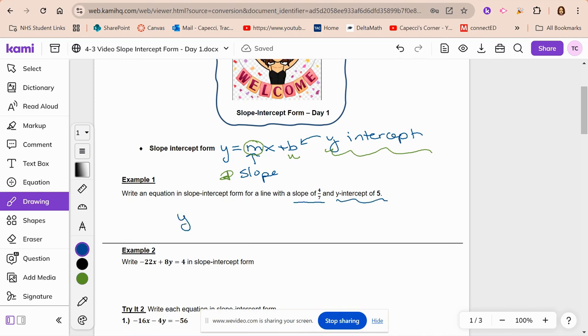So I simply go y is equal to, now the m is the slope, right? So this is my m value. So I'm going to replace that 4/7. Don't forget the x. And then my y-intercept is 5. And that's that equation.